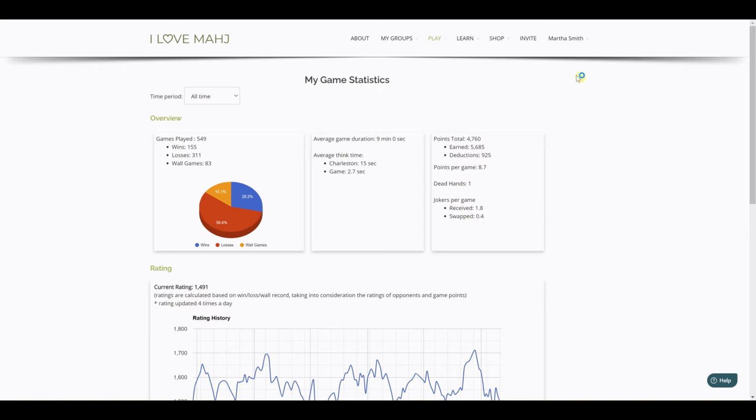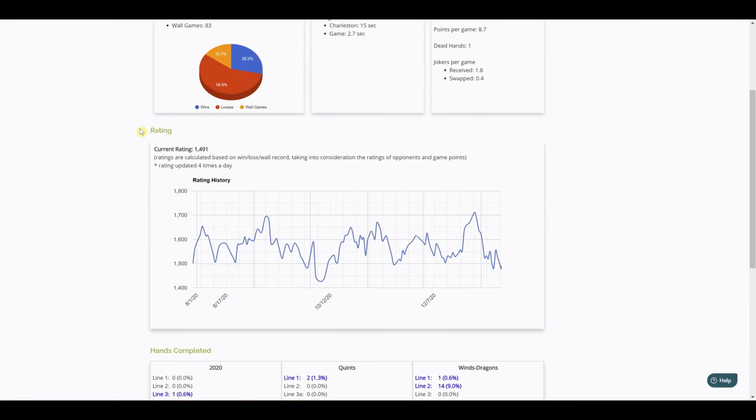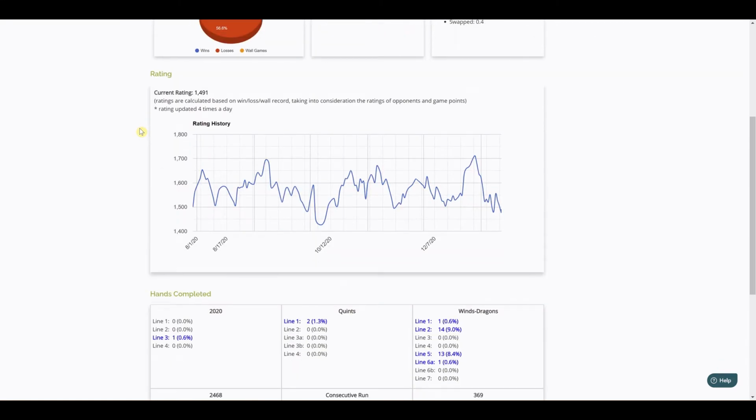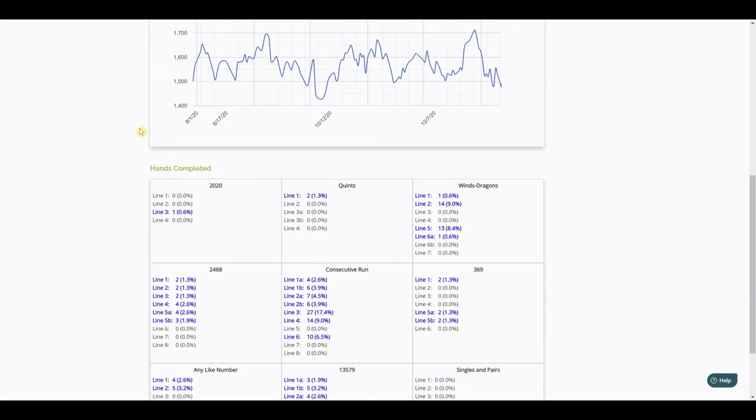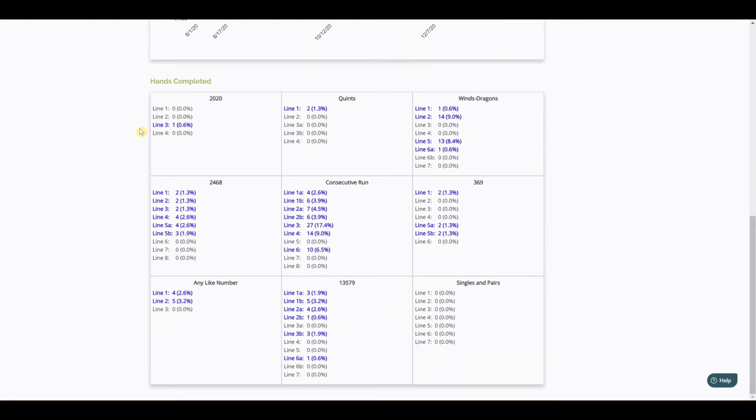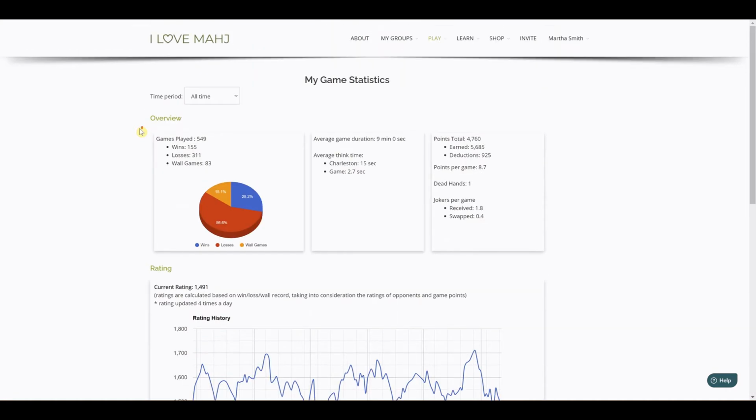The page is divided into three sections: an overview giving high-level summary data, rating information with historical data depicted graphically, and a hand summary showing which hands have been completed and how often. So let's discuss each of these in turn.